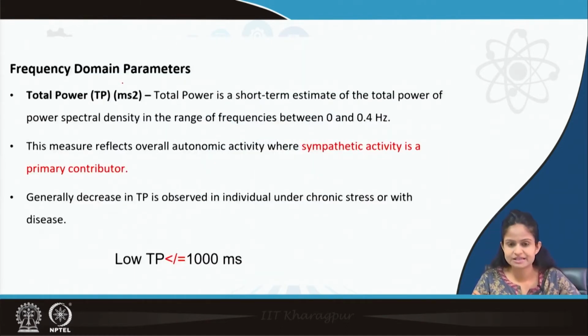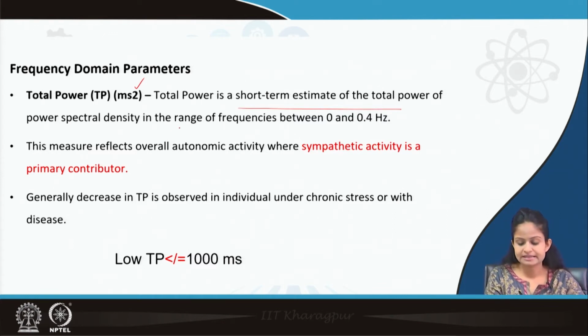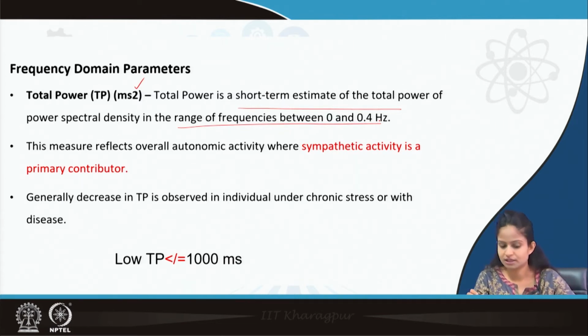So, next we have the frequency domain parameters. In frequency domain parameters, we are talking about the absolute measures, that is total power, in ms squared. Total power is a short term estimate of the total power of power spectral density, which lies in the frequency range of 0 to 0.4 Hertz. As I told you, total power reflects the overall autonomic activity. It is similar to the SDNN of time domain measures.